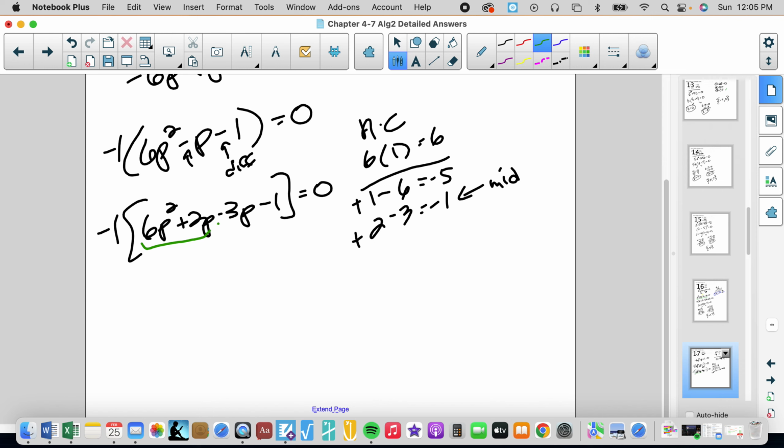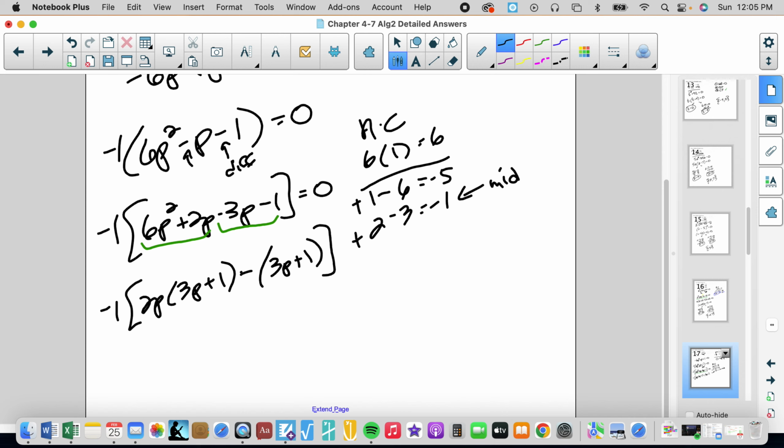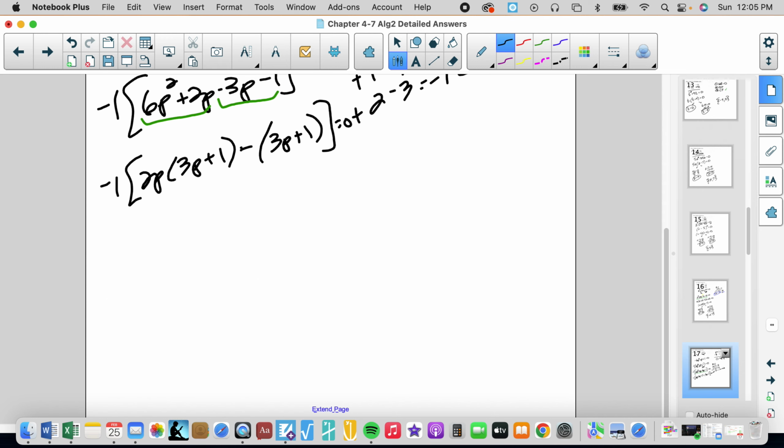You're going to factor by grouping. We'll factor out a 2p. You get 3p plus 1. We're going to factor out a negative, just a negative 1. Well, that's a tricky one. And you get 3p plus 1 equals 0. So we have negative 1 times 3p plus 1 times 2p minus 1 equals 0.